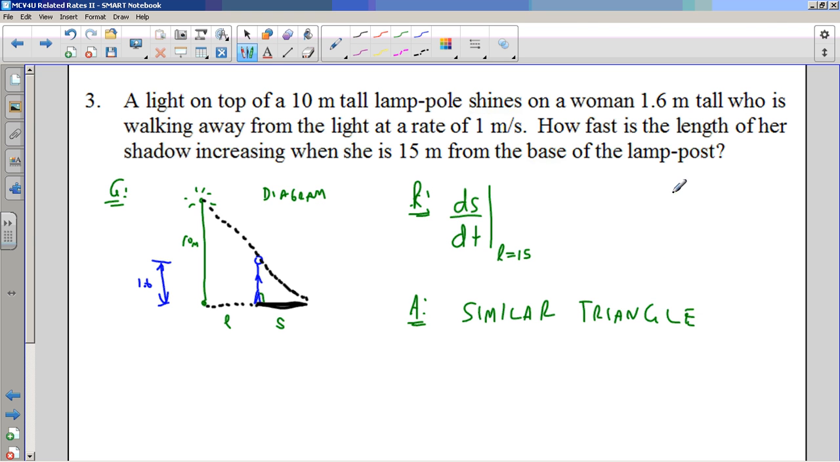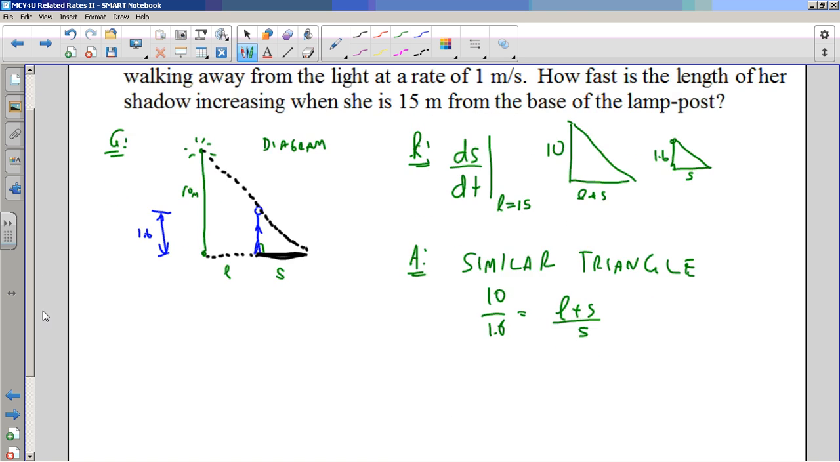So where? Okay, well there's her, right? That's S, and this is 1.6 meters. And then we have the post, which is 10, right? And then this, what's this? Well, this is L plus S, right? So then I can set up a ratio. Big to small equals big to small. Cross multiply. Feel like I'm in grade 10 again. 10S equals 1.6L plus 1.6S. Just cross multiply. Collect up some like terms. I get 8.4S equals 1.6L.